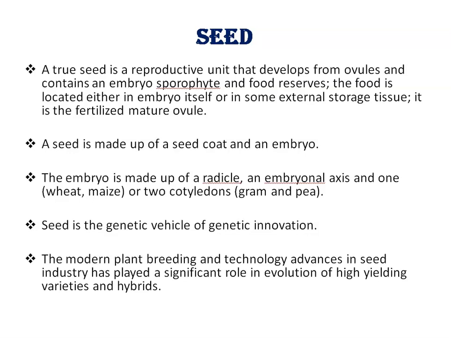A seed is found inside a fruit, which converts into a new plant when we plant it. Hence, the seed is the most important part of the plant. Now, definition of a seed. A true seed is a reproductive unit that develops from ovules and contains an embryo, a sporophyte, and food reserves. The food is located either in the embryo itself or in some external storage tissues. So, seed is the fertilized mature ovule.